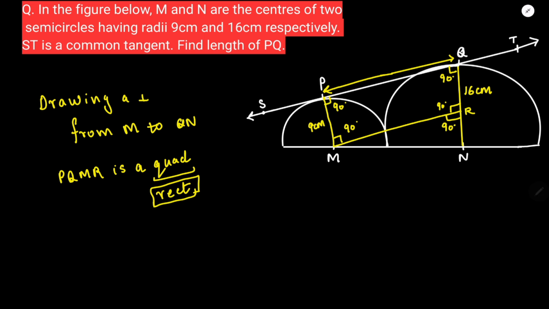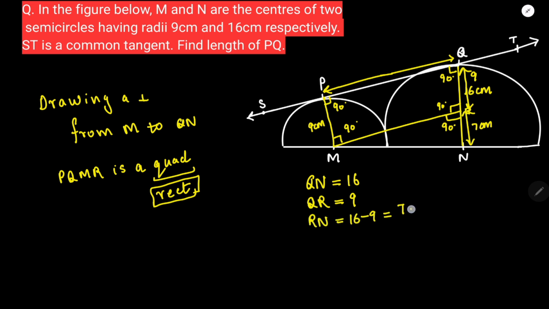So now we know, when we draw the perpendicular, this side will also be equal to 9, and this length will be equal to 7 centimeter. Why? Because the whole length QN is 16 and QR is 9. So RN will be equal to 16 minus 9, that is 7 centimeter, right?